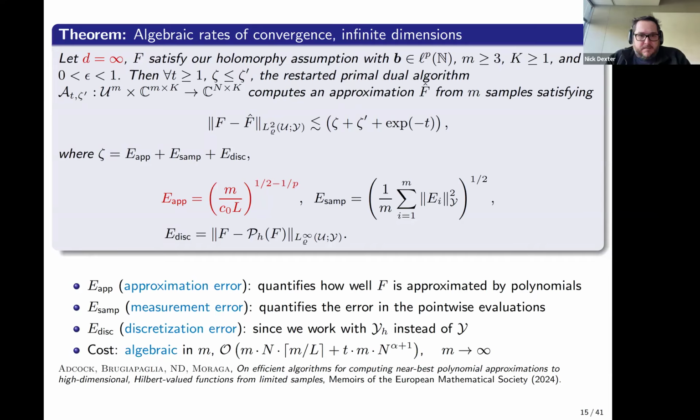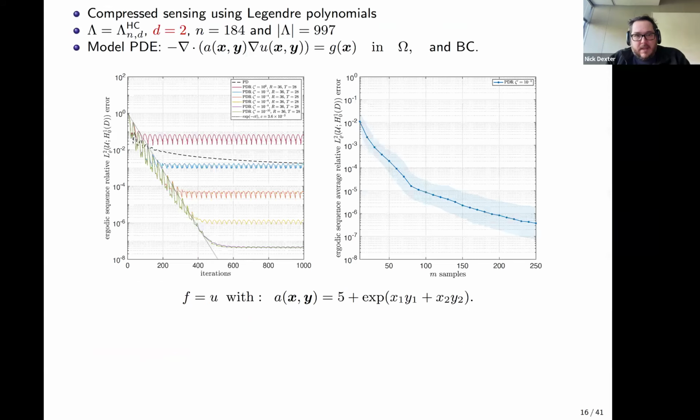But now instead, the approximation error is decaying algebraically fast instead of exponentially fast in M with this rate. But the cost is also algebraic in M. Next, I'll show you some numerical examples where we applied this to a simple parametric elliptic diffusion problem.